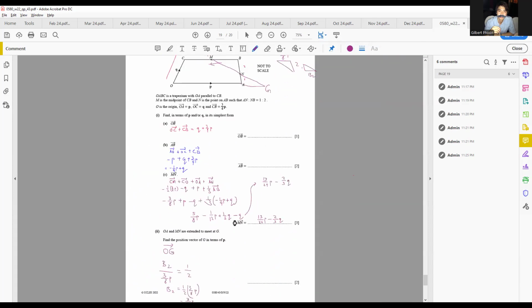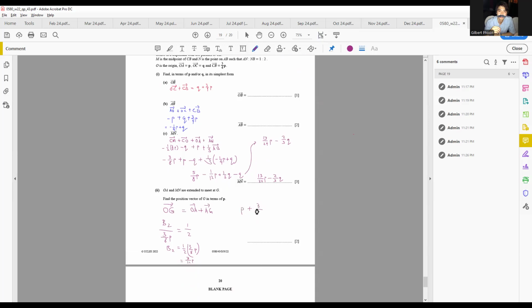So finally, all we have to do is OG is actually OA plus AG, right? Which will simplify to P plus 3 over 16P. Final answer, either you write 19 over 16P or you write 1 and 3 over 16P. That's it.